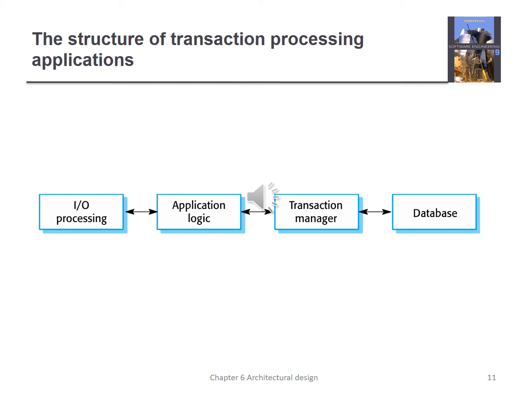Well, the structure of a transaction processing application is really like a pipe and filter. The pipe and filter is I/O processing, which takes the input and output, then goes to the application logic. What's the logic of it? Then the transaction manager, and then the database. But the difference here is it goes in a sequence back and forth between the database and transaction manager, and between transaction manager and application. First we do the I/O processing, then application, then transaction manager, then the database. That's the one.